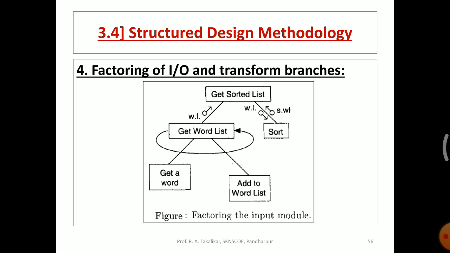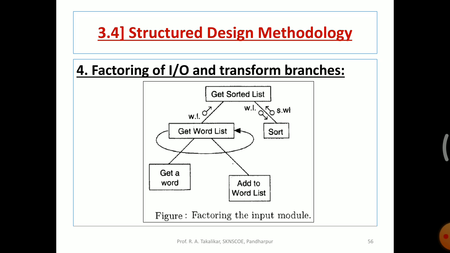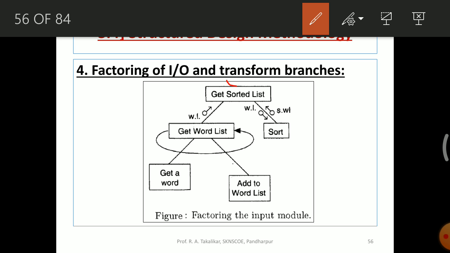Get sorted list, which was previously considered, will be considered as the transform module. So here this is the transform module. It has this input module, that is get word list, and it has sort as the transform module. We have to focus on how to decompose this particular input module. This input module has to be decomposed into multiple modules.